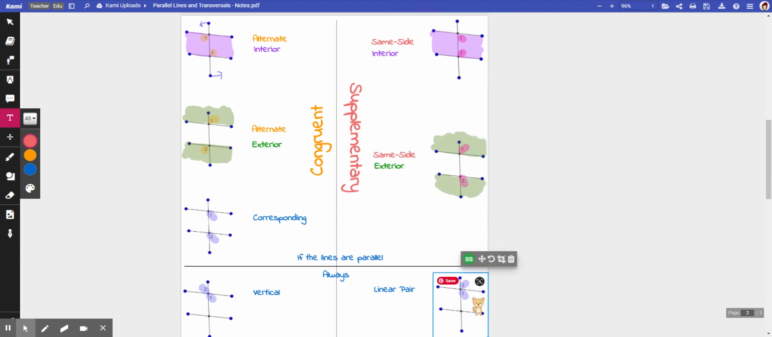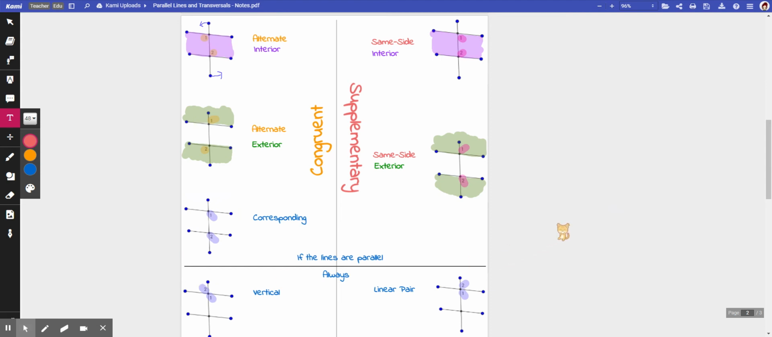So it's really important to be careful and make sure when you're looking at your same side exterior that you don't mix up same side exterior and linear pairs. They are both supplementary, but there are times when it matters that you have the correct terminology. A linear pair could be the two angles that are both above the pair of parallel lines. Same side exterior requires that they're using both intersections. They're both on the exterior, but they're using both intersections.